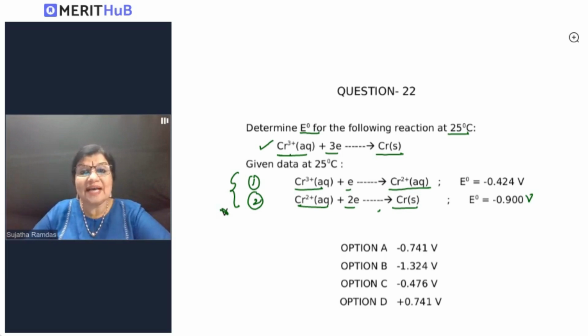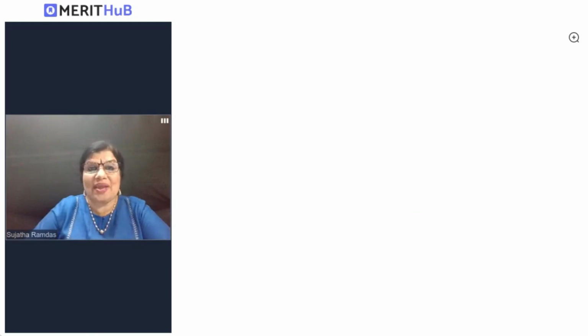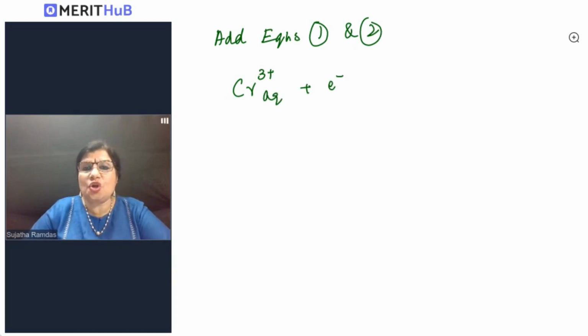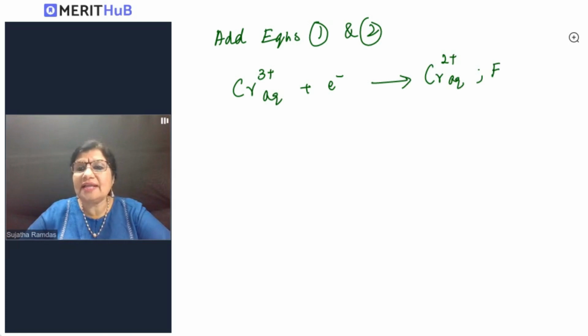Now, by the way, these are the four options. Any one of the four options would be the right answer. So let's move on to the next board and add the two equations, okay? Add equations 1 and 2. So what was equation 1? Cr3 plus aqueous plus electron giving you Cr2 plus aqueous, and you are provided with the E naught for this reduction half equation.